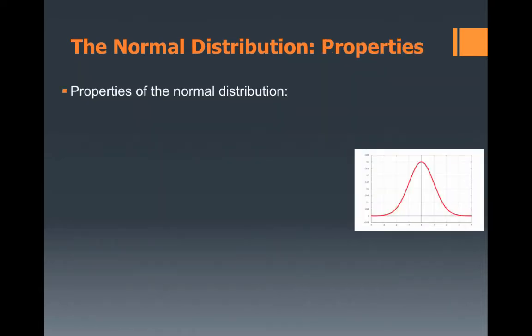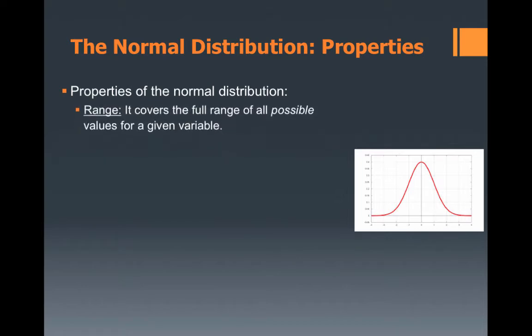And so let's talk about this normal distribution. What are the properties of them? Well, one of them is the range, and it covers all possible values for any given variable. So underneath this curve is going to contain all possible values.